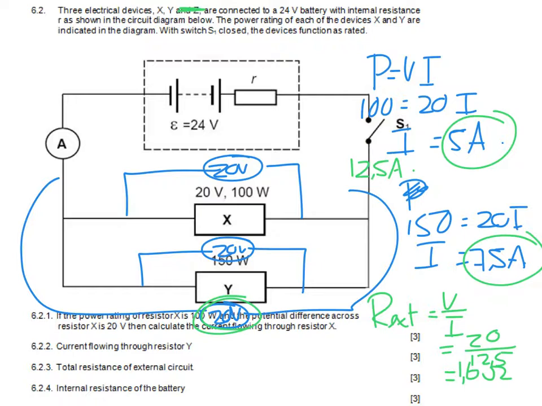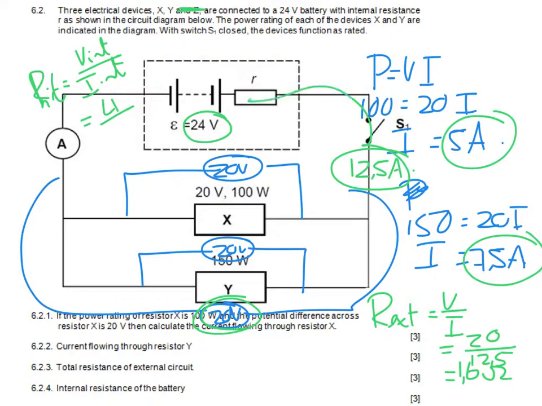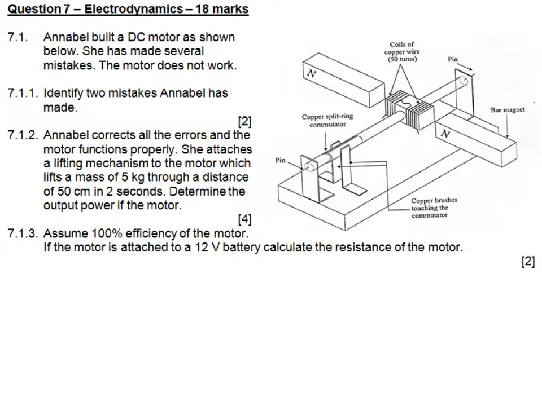And the internal resistance of the battery, well, R internal is going to be potential difference internal divided by current internal, and the internal potential difference is 24 minus 20, which is only 4. The current going through the battery is going to be this 12,5, and therefore we land up with 0,32 ohms.